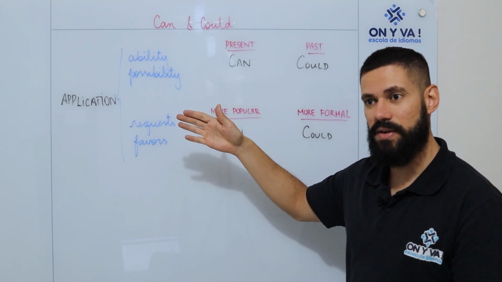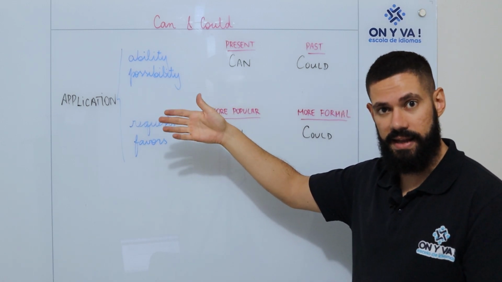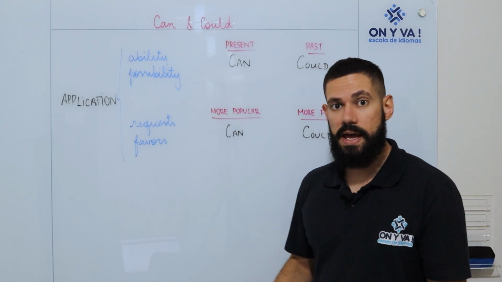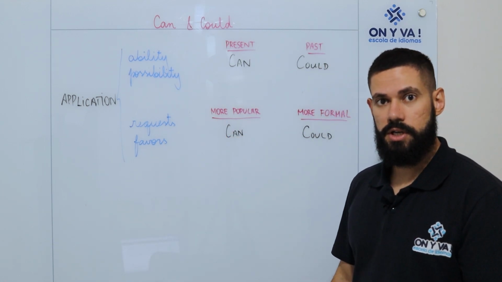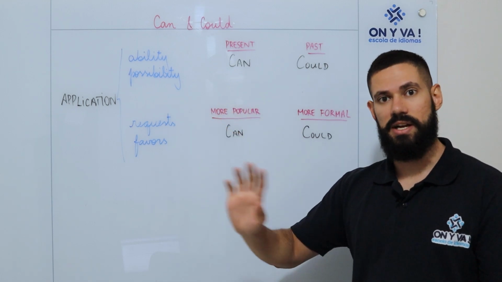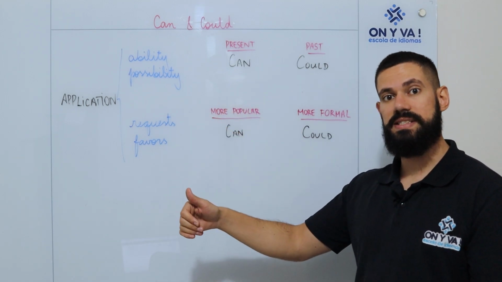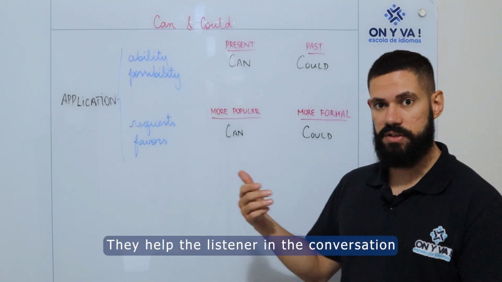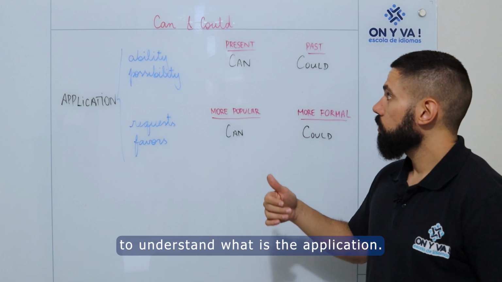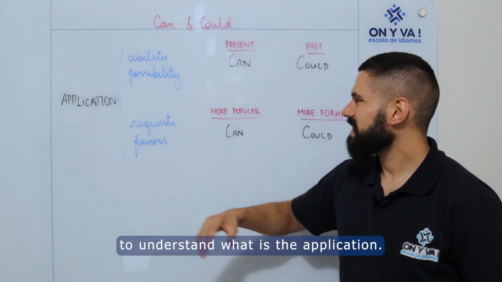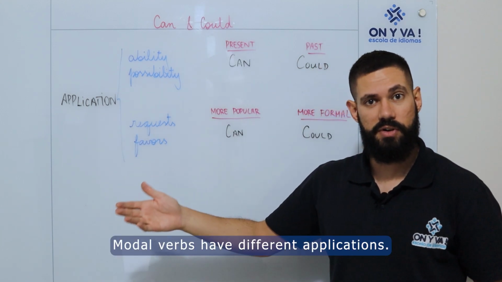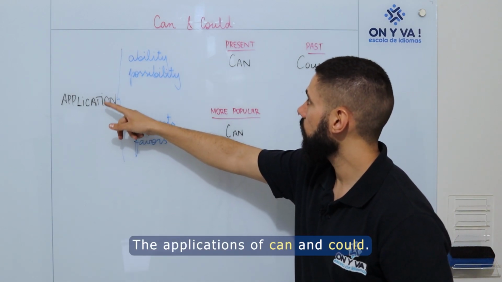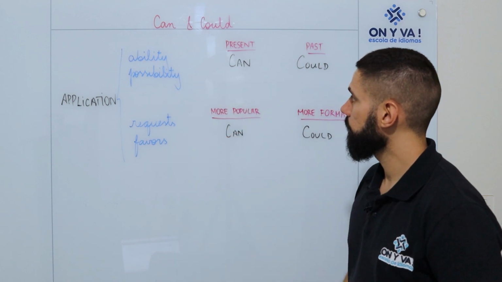So it's necessary after them, after can, after could, or after modal verbs, we use other verbs. So these verbs are not the main verbs. They are just helping verbs. They help the listener in the conversation to understand what is the application. So modal verbs have applications. Let's study the applications of can and could.